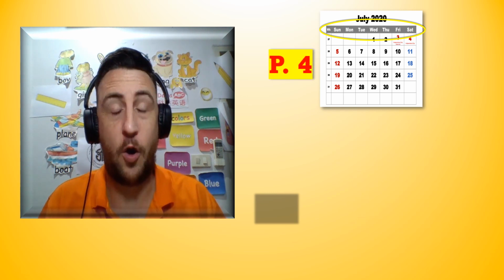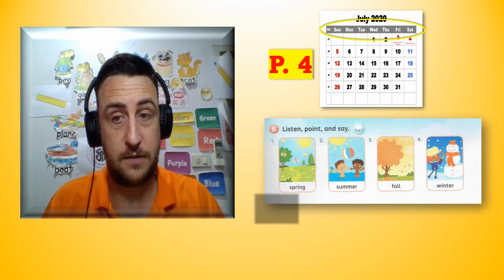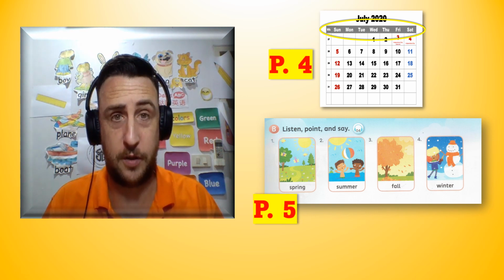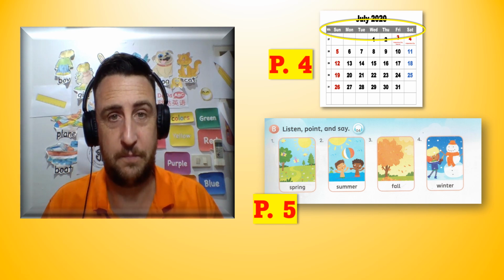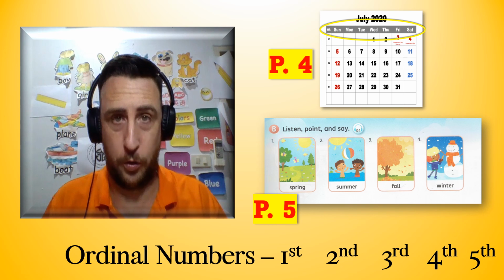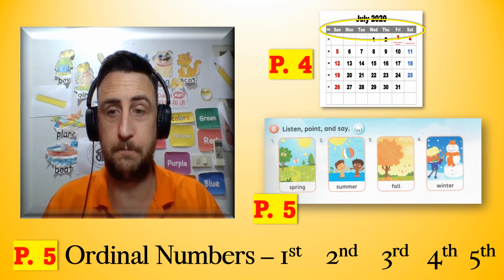That's it. Lesson number 1 finished. What did we learn today? We learnt about days of the week. You can find your days of the week on page number 4 in your student book. Then we looked at the seasons. The seasons are on page number 5 of your student book. Please practice these. And then finally we looked at ordinal numbers. Ordinal numbers are also on page number 5 of your student book.